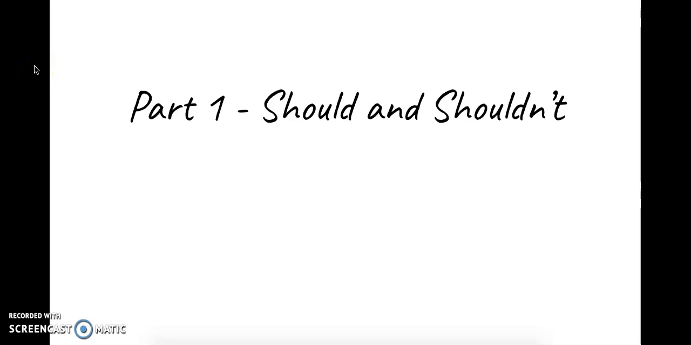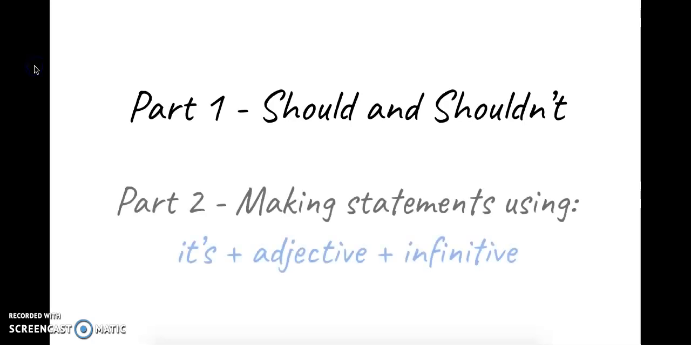This lesson will be split into two different parts. Part 1 will be discussing should and shouldn't, and in part 2 we'll be discussing how to make statements using it's plus adjective plus infinitive.